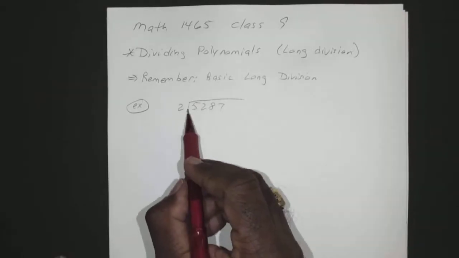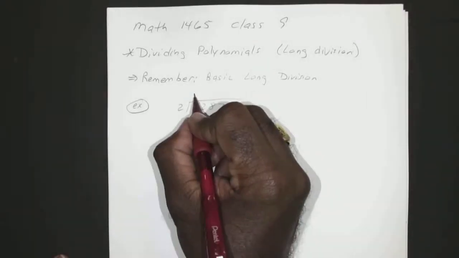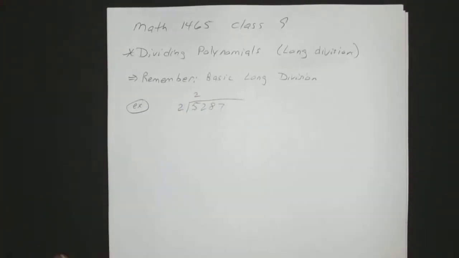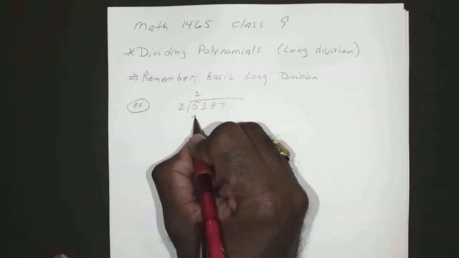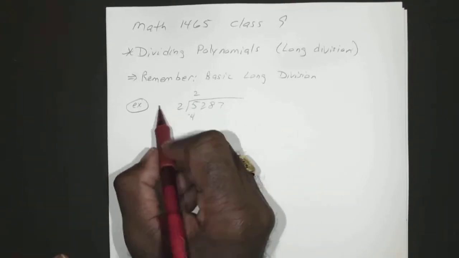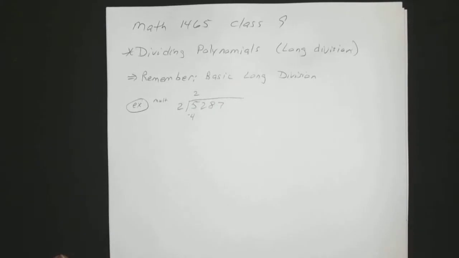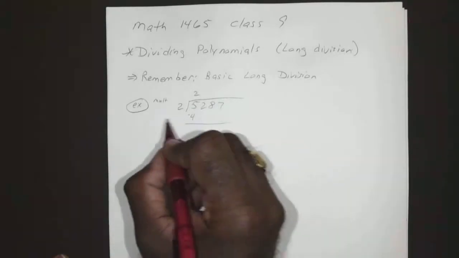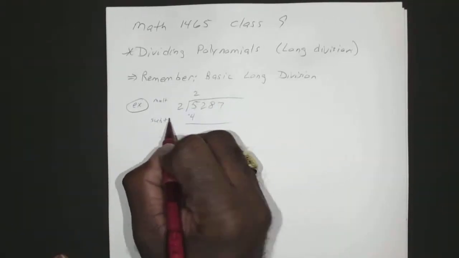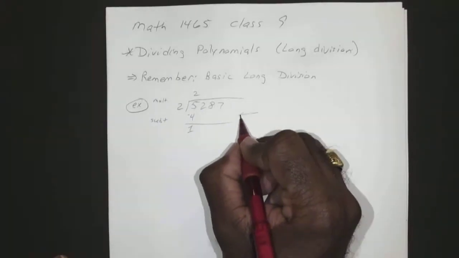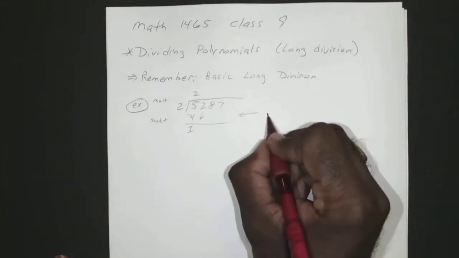Okay, so you want to see 2 go into 5. We know it goes in twice. 2 times 2 is 4. So the first thing we do here is multiply, then subtract. 5 minus 4 is 1. Then we bring down.